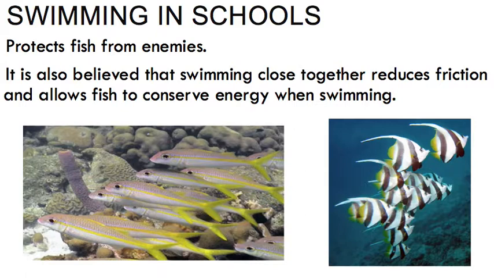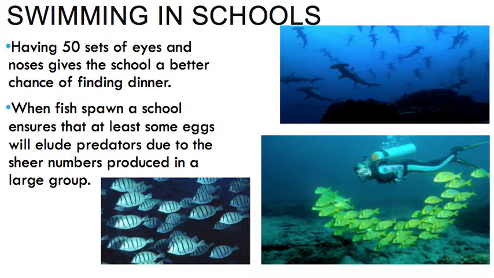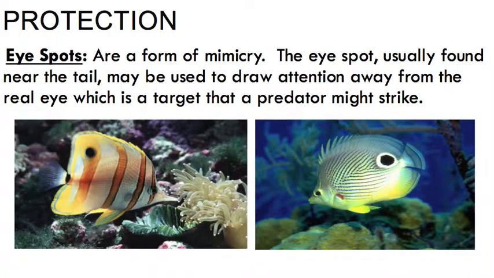Another thing fish will do for protection is swim in schools, and this helps protect them from enemies. It's believed that swimming close together also will reduce the friction with the water and allows the fish to conserve some energy because they can draft off of each other. It's also helpful that, say if there's 50 fish in the school, there's 50 sets of eyes and noses and lateral lines to give this group of fish a better chance at finding dinner and also staying protected. And when fish spawn, a school ensures that at least some of the eggs will elude predators due to just sheer numbers produced by that large group. So there's just a better chance of survival when they're in a group versus riding solo.